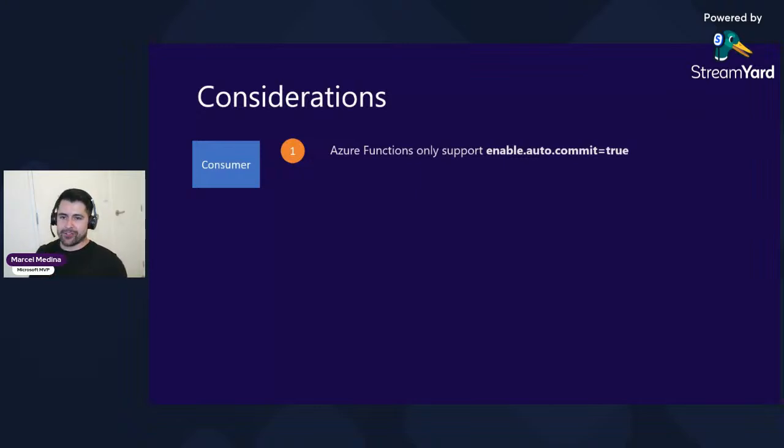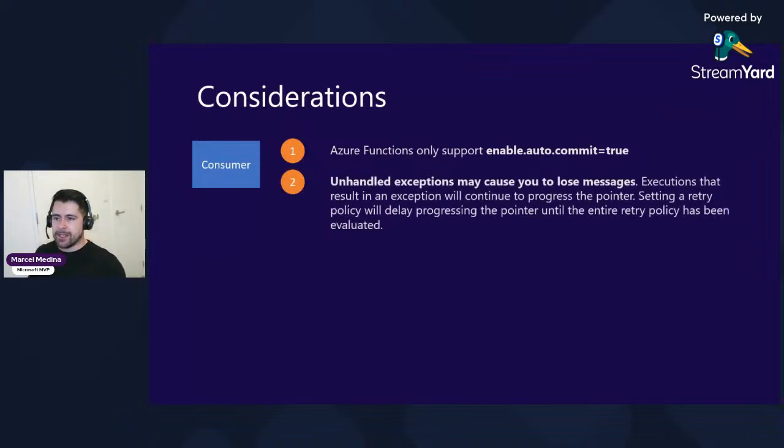There is an issue that others in the community raised with Microsoft, asking for that flexibility, right? But currently it only supports auto commit true, so the offsets are committed automatically. Offsets are the pointers on Kafka. Unhandled exceptions may cause you to lose messages. Executions that result in an exception will continue to progress the pointer. Setting a retry policy will delay progressing the pointer until the entire retry policy has been evaluated.